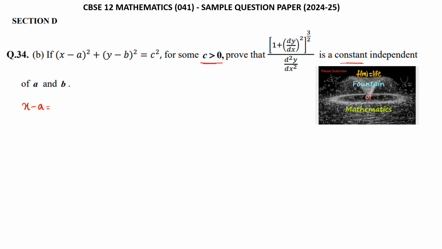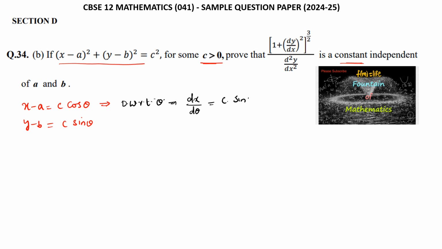Let x − a = c cos θ and y − b = c sin θ. So that (x − a)² + (y − b)² becomes c² (cos² θ + sin² θ), which is 1, giving c², which satisfies this equation. Now differentiating with respect to θ, we have dx/dθ = c times the differentiation of cos θ, which is −sin θ.